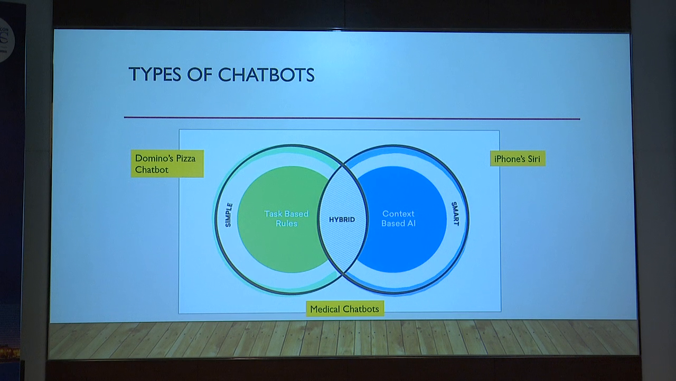Since we need simpler chatbots and more information-based ones, we need a balance between the two. So we have hybrid chatbots, which are used as medical chatbots, and they can understand intent and context, and this makes them a balanced tool to interact with the users.